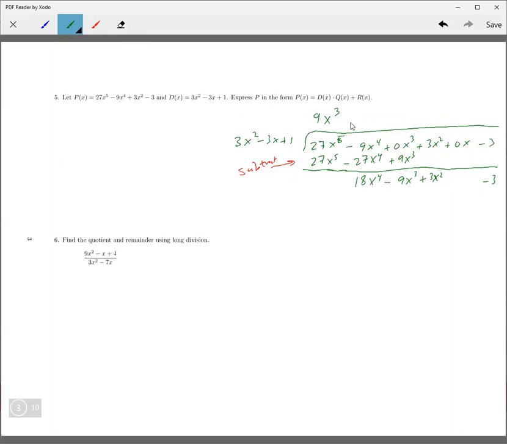6 times 3 is 18, so that's 6, and then x squared. So multiply those together. Those two is minus 18x cubed. This times this is 6x squared. Okay, then subtract. This is going to give you positive 9x cubed minus 3x squared, and then minus a 3 over here.